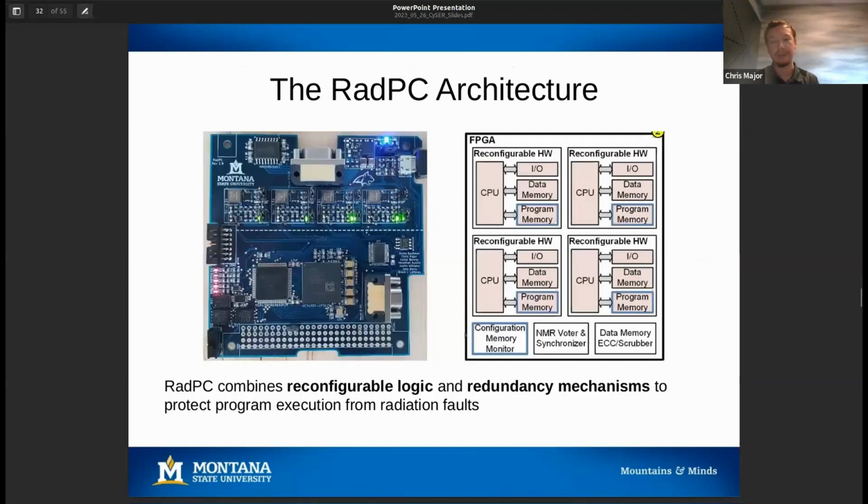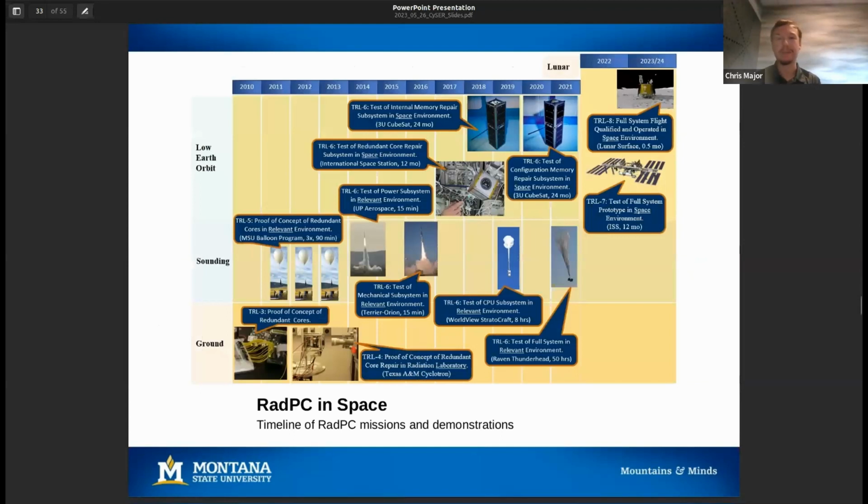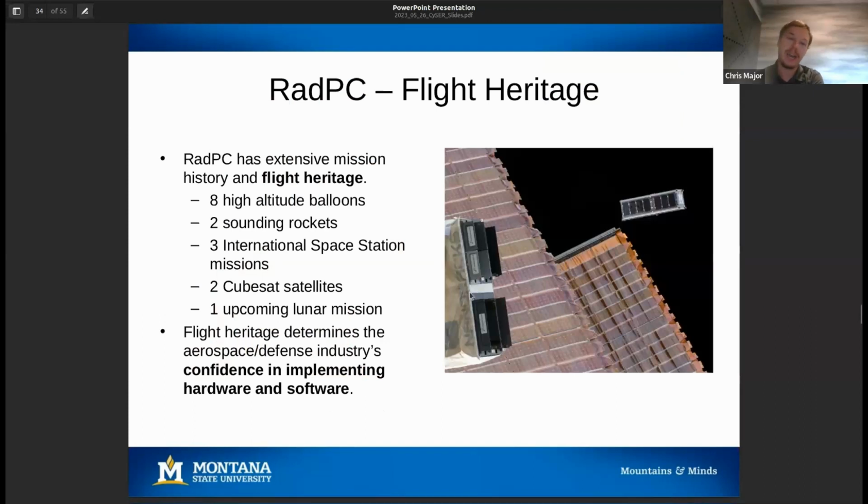And this platform basically takes reconfigurable logic, like an FPGA, and redundancy mechanisms, like those multiple cores that we just discussed, to protect program execution from radiation faults. In fact, we've demonstrated this technology since about 2010 with multiple experiments going up into space and demonstrating what we call flight heritage. We've done about 8 HAL-2 balloons, 2 sounding rockets, 3 International Space Station missions, 2 CubeSat satellites, and 1 upcoming lunar mission.